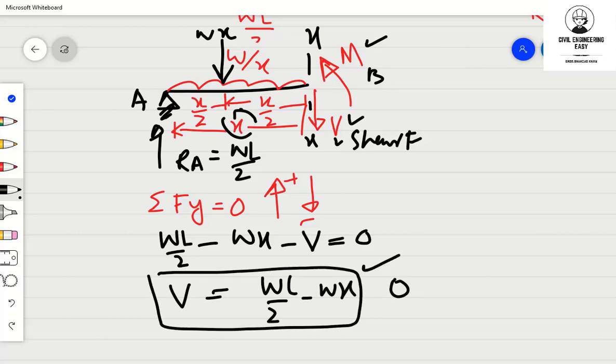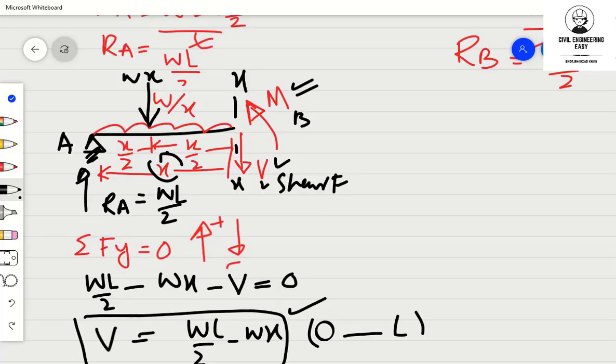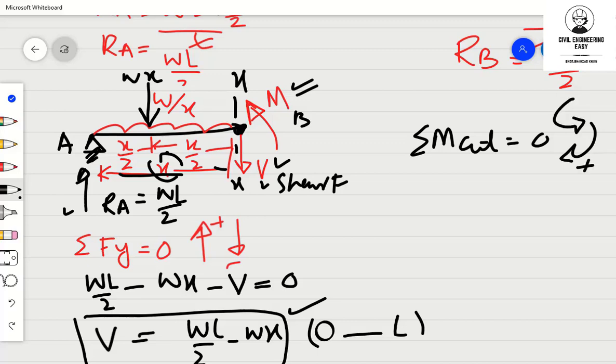This equation is varied from 0 to L, that is the entire span of the beam. Now calculate the moment at the free end. So take the summation of moment at a cut portion, that will be equal to 0. We will take the moment at this point. So reaction A multiplied with this X distance will produce a clockwise moment. So take the sign convention: clockwise moment positive and anti-clockwise moment negative.